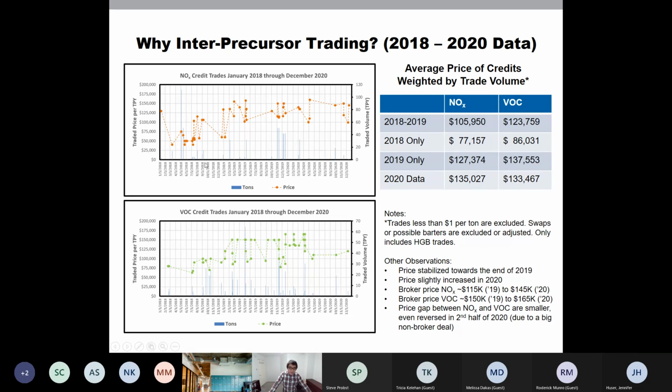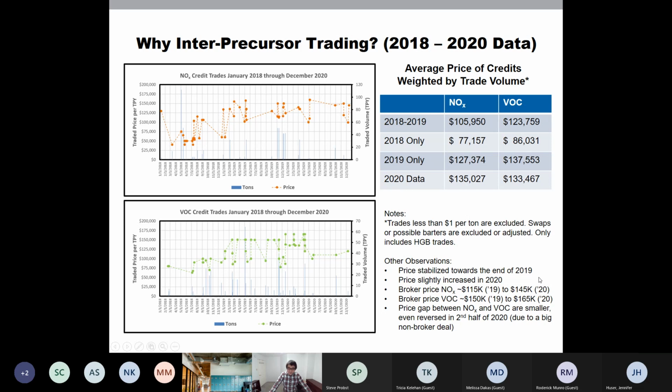However, in the next slide we can see a more clear image of the trades. I picked up those broker prices. Typically, your facility sells the credits to brokers at a lower price, and brokers sell them back to other industry facilities at a little bit higher price for their cut. So currently we are looking at a very typical broker price of NOx at 145K per ton. Think about that, per ton. And VOCs are at about 165K per ton.